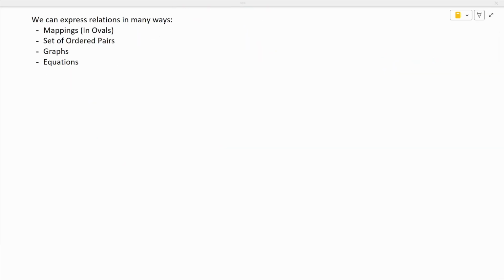So we have now that we can express relations in many different ways: mappings, like in those ovals that I showed at the beginning, a set of ordered pairs, graphs, or equations.